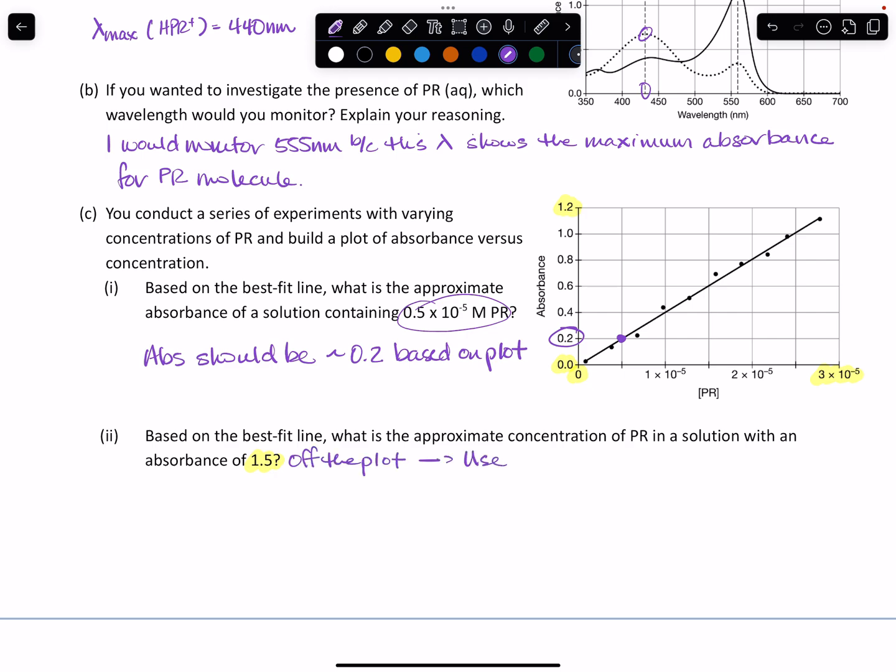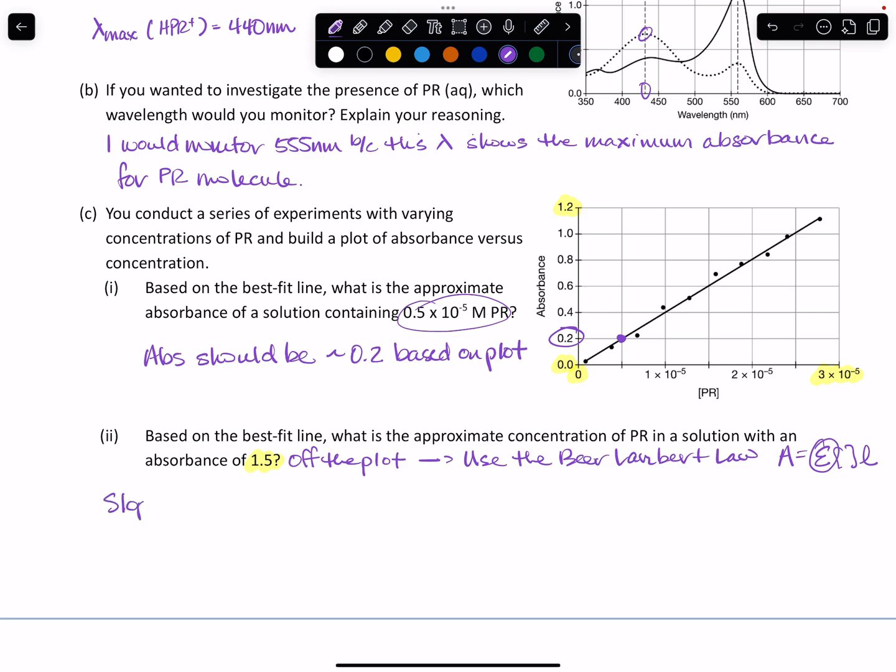So this is where I need to use the Beer-Lambert law. All right, so A equals epsilon C L. I need this number, so I'm going to need to find the slope.